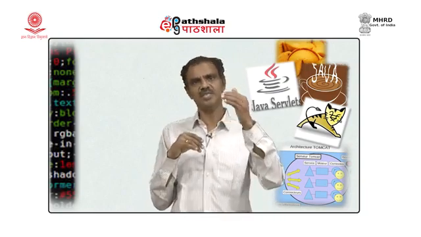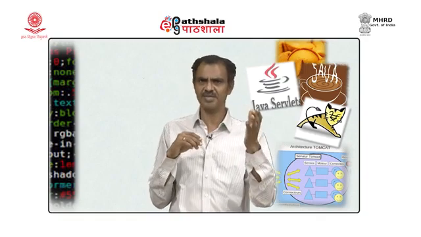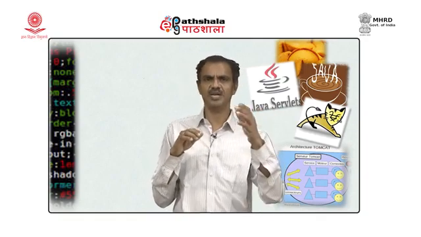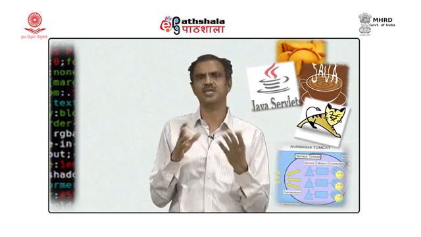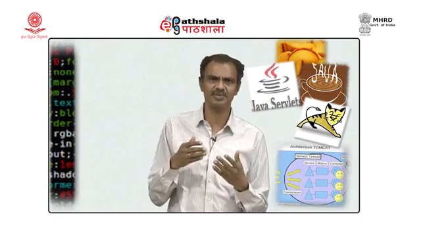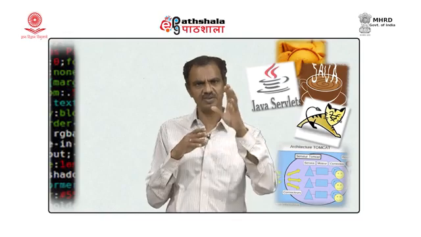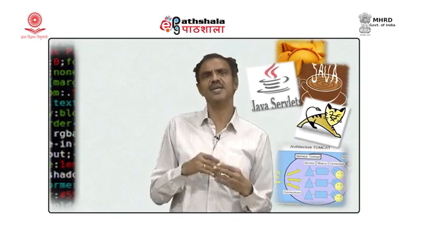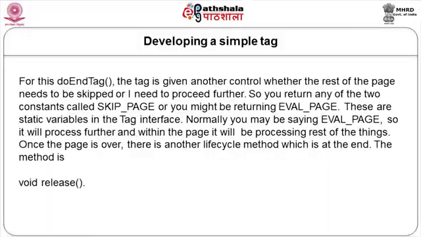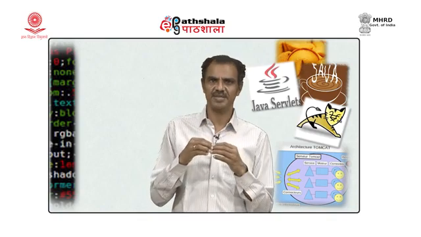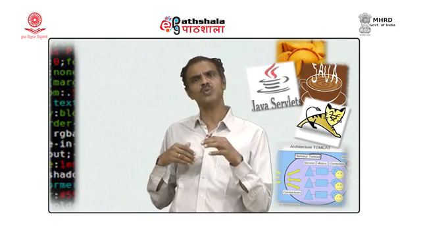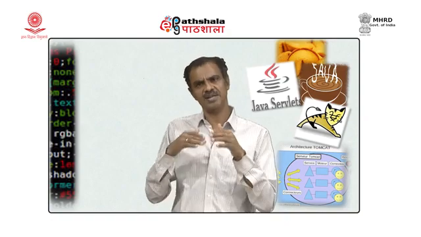Once the do start tag has returned, if it is skip body, it will straight away jump to invoking the next method, which is do end tag. If it had returned eval body include, it will include and evaluate the body content, and then invoke the do end tag. Now, in this do end tag, the tag is again given another control to decide whether the rest of the page needs to be skipped or I need to proceed further.